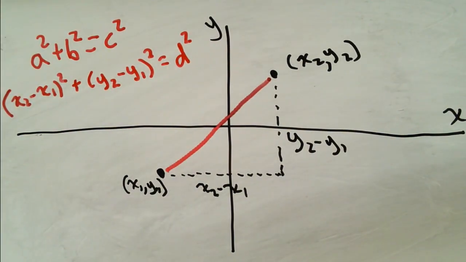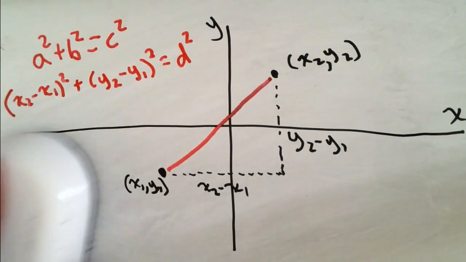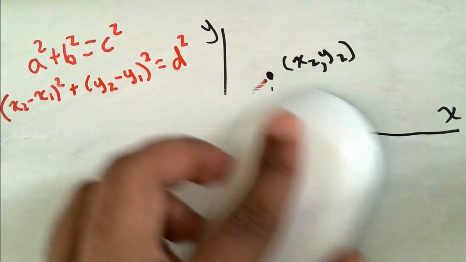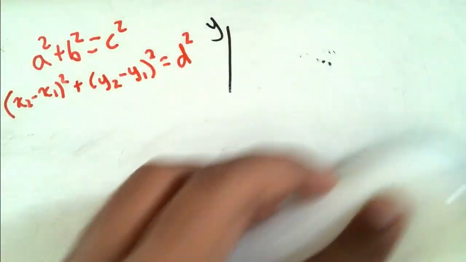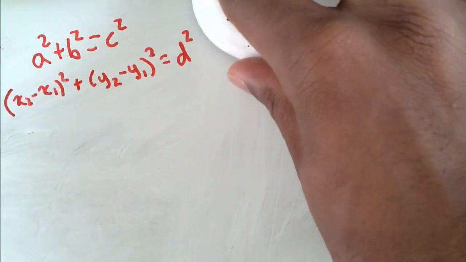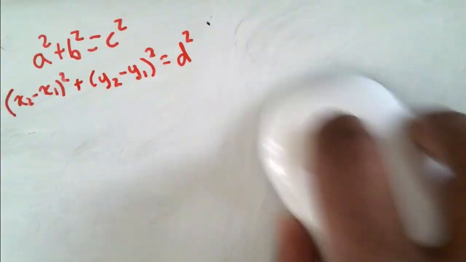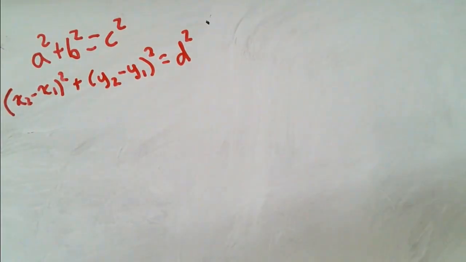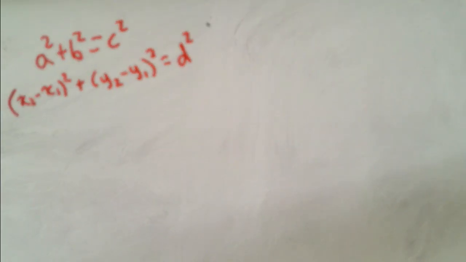So if we use what we know about right triangles and the Pythagorean theorem, we can apply a squared plus b squared equals c squared, where c is the length of your hypotenuse and a and b are the legs of the other 2 sides of your triangle. We can use this formula to get us the distance formula.